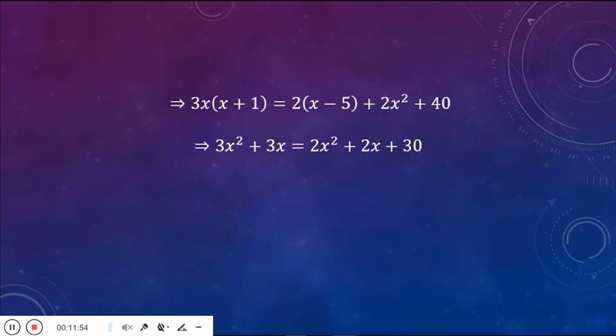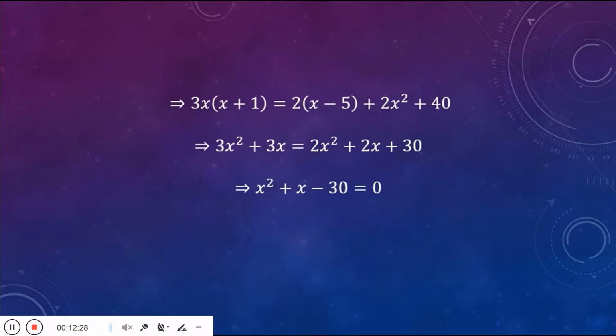Okay, again, let's move things onto one side so that the term containing the highest power of x has a positive number in front of it. So I'm going to subtract the 2x squared from both sides, and then that also means I'm going to subtract the 2x and subtract the 30 from both sides as well. And when I do that, I'm going to get x squared plus x minus 30 is equal to 0.